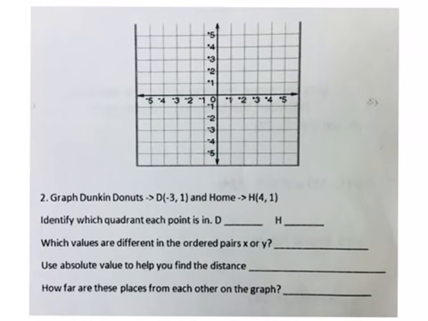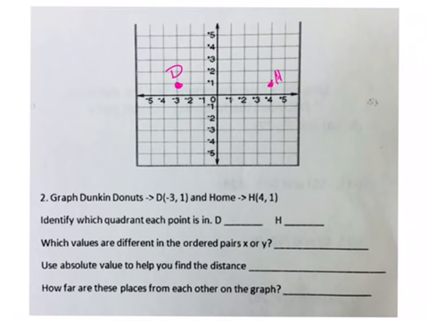Okay, same idea. So we're going to graph Dunkin' Donuts at -3, +1, so 3 to the left and up 1. Here it is, and we are labeling that D for Dunkin' Donuts. Then home is at +4, +1, so 4 to the right and 1 up. There is home, H for home.